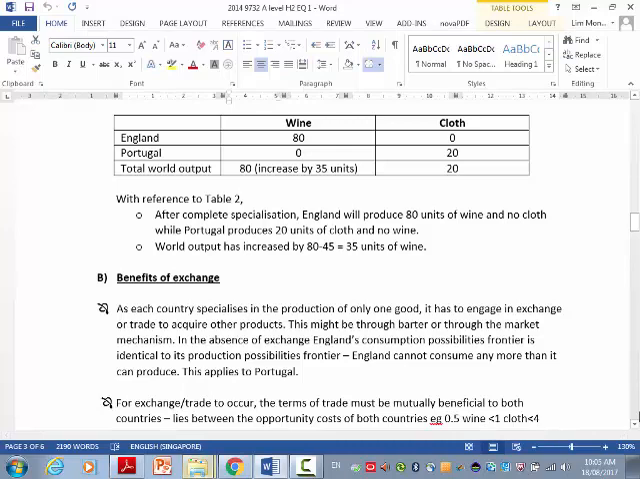So while cloth remains the same, you are still at least as well off as before for cloth. But for wine, you actually increase the amount of output. So this is the benefit of specialization that we want to see. You get what I'm trying to say here?